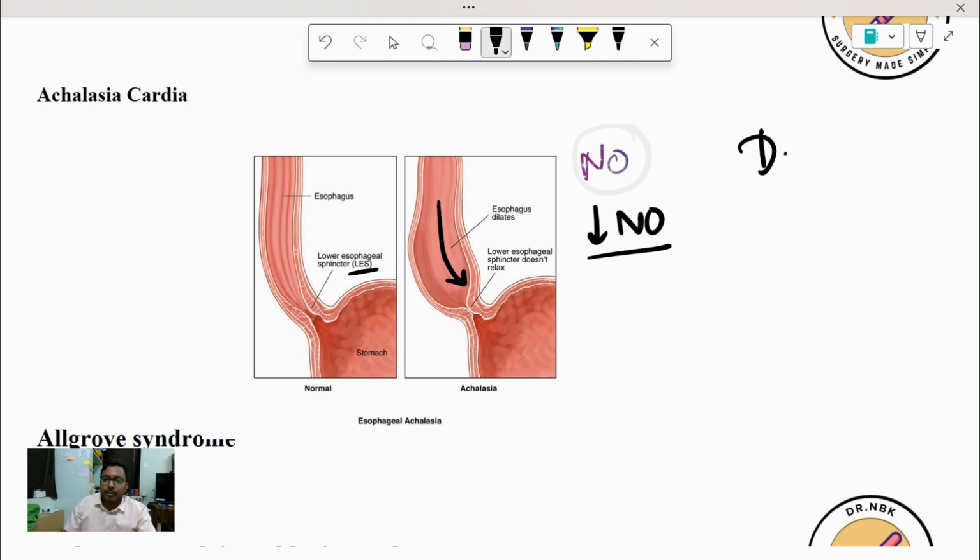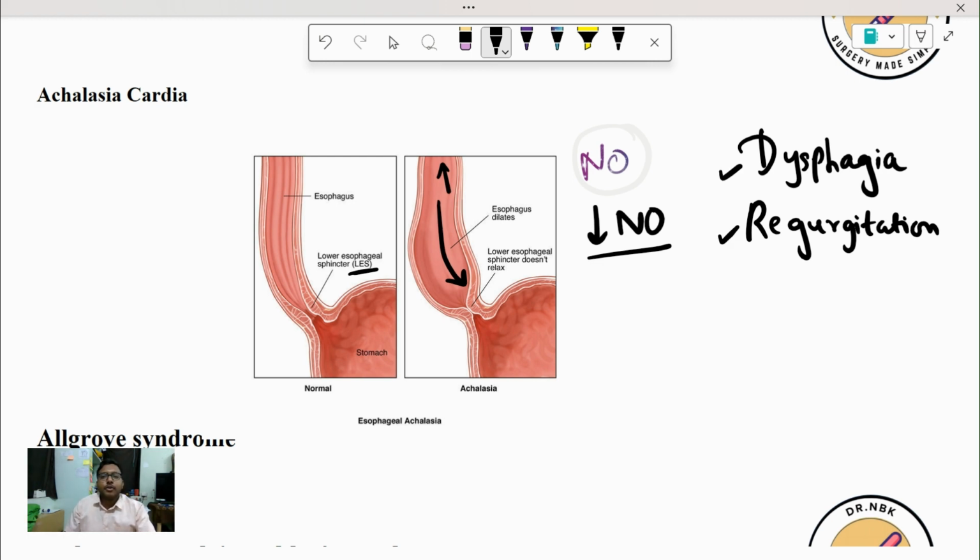So the first one will be dysphagia, difficulty in swallowing. Second one, as the patient is having all the food here, it will go in a reverse manner. So there will be regurgitation of food or the liquids. Then obviously patient is having difficulty in swallowing, so the patient stops eating. So there will be decreased intake of food. That is why gradually there will be weight loss.